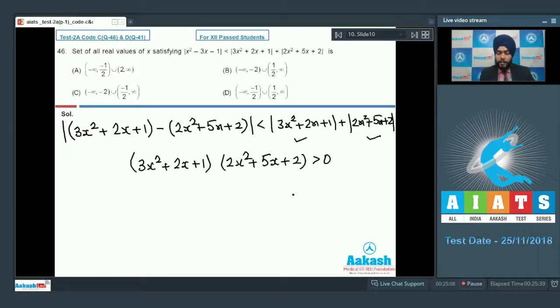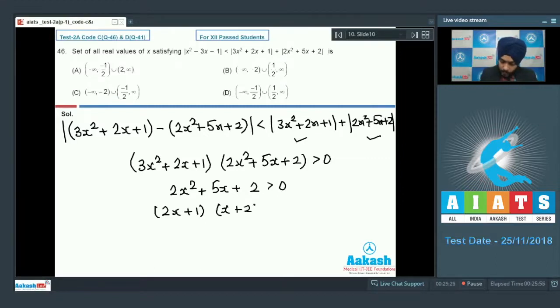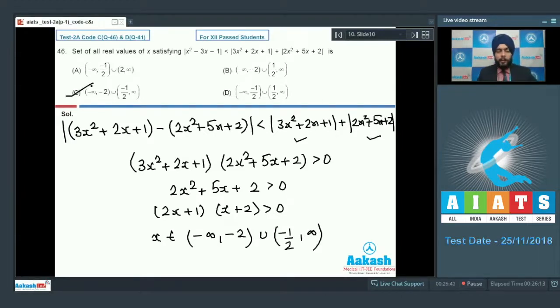Strictly positive. 3x square plus 2x plus 1 has a negative discriminant. A is positive, so it is always positive. I am left with 2x square plus 5x plus 2 greater than 0, which will give me (2x plus 1) into (x plus 2) greater than 0. x equal to minus 2 and x equal to minus 1 by 2 are the two values for which it is 0. The answer is very obvious from the method of wavy curve, minus infinity to minus 2 union minus half to infinity with the open brackets. Okay, option number C is the correct one. Okay, let us move on to next section.